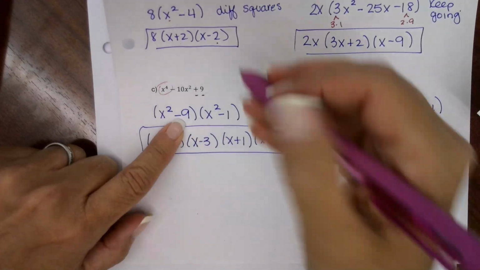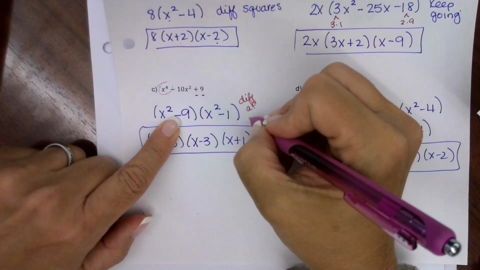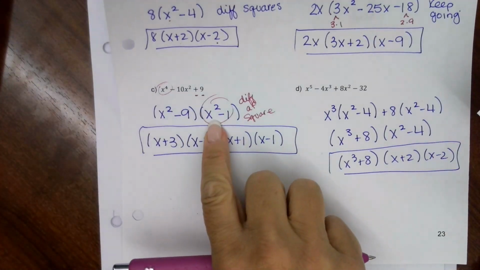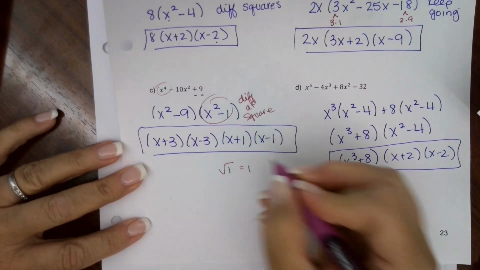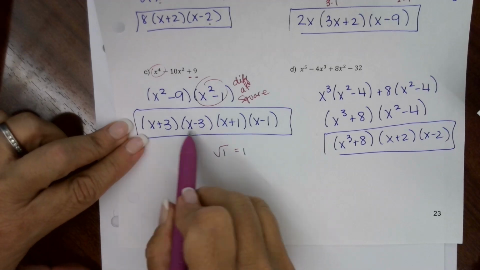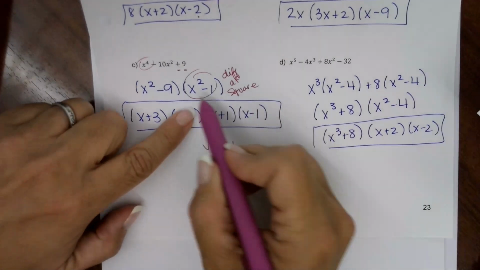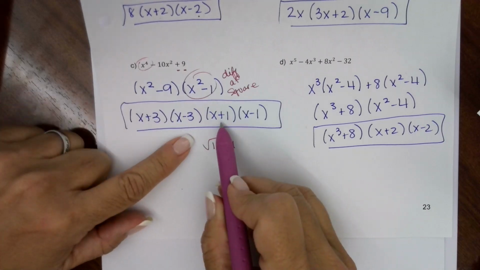But we're not done. So both of these are a difference of squares. And actually, this one is missed quite often because people forget that you can take the square root of 1, that the square root of 1 is equal to 1. So if I take the square root of both of these, I have x plus 3, x minus 3. That takes care of this term. And then here, I can take the square root of x squared and the square root of 1, and I have x plus 1, x minus 1.